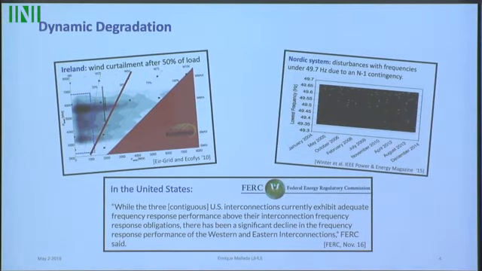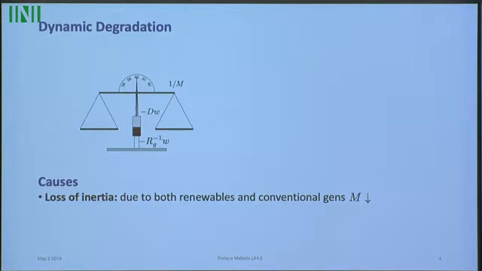Now the problem is that we all know there's a dynamic degradation happening. We've seen everywhere, in talks about Ireland, one of the cases where there is a limited amount of renewables you can integrate, like the Nordic system in Europe, and even the United States. There are concerns of frequency performance becoming worse and worse over time. So what's the reason for this?